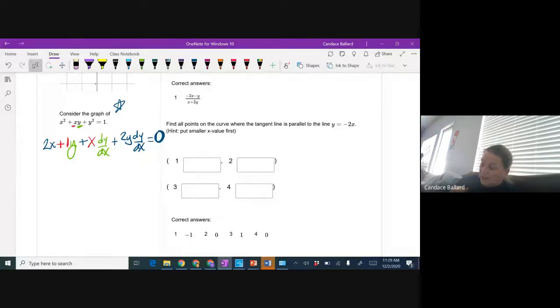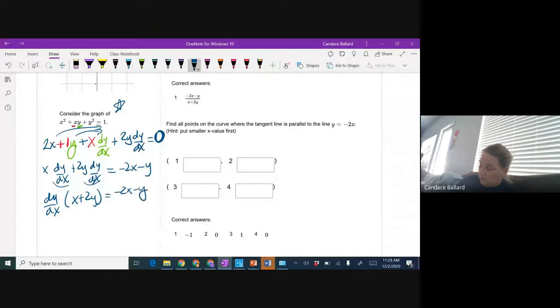All right, we're going to get all the dy/dx's on the left and everything else on the right. So we've got x dy/dx plus 2y dy/dx, keeping that there. I'm going to subtract the 2 and subtract the 1. So negative 2x minus y. Factor out the dy/dx. I'm left with x plus 2y equals negative 2x minus y. And we're going to divide the mess to the other side, right? So we've got dy/dx equals negative 2x minus y over x plus 2y.